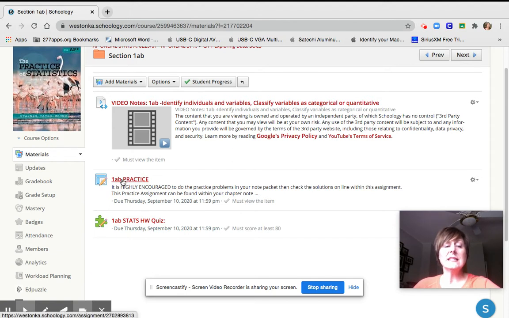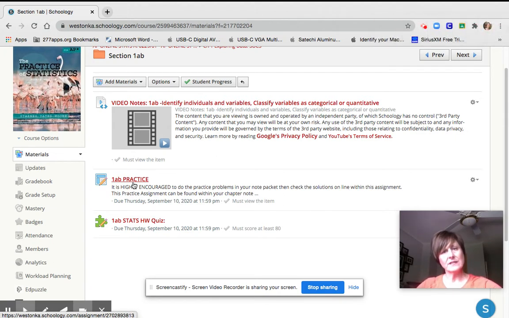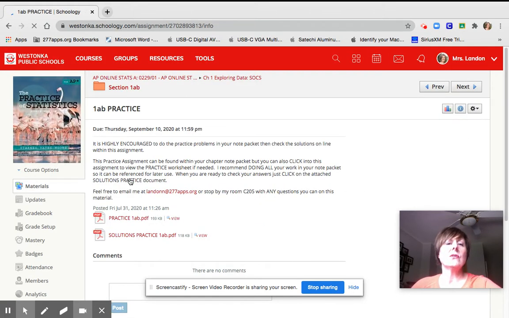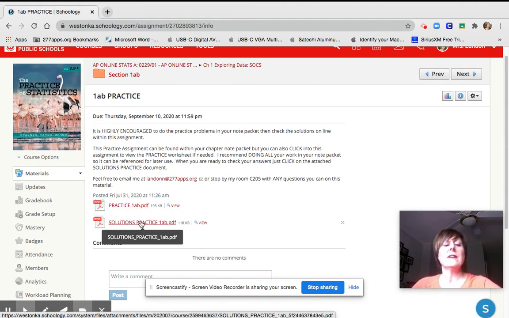You're then going to see an assignment format here, which is a practice. And it says here it's highly encouraged that you do this. These are practice problems actually from your textbook. They are embedded in your note packet, so you have a nice reference that you can look at. You do not have to do these. I don't grade them because I give you the answers. Let me show you. If you click into this assignment, you're going to find the practice PDF, which is in the note packet itself, but then you're going to find the solutions.